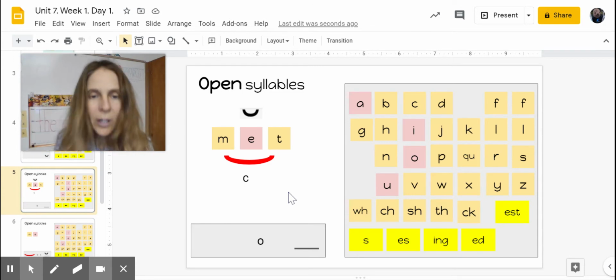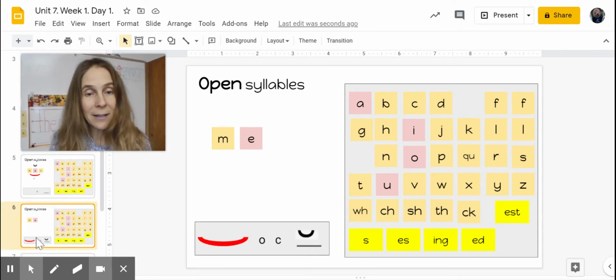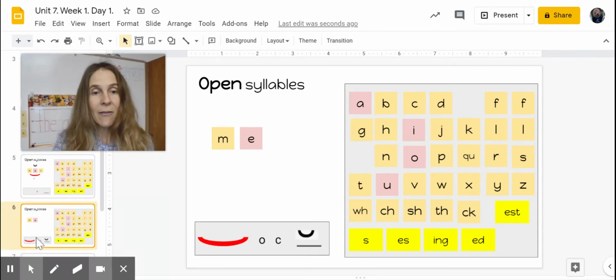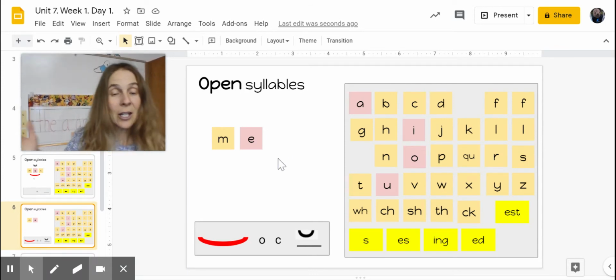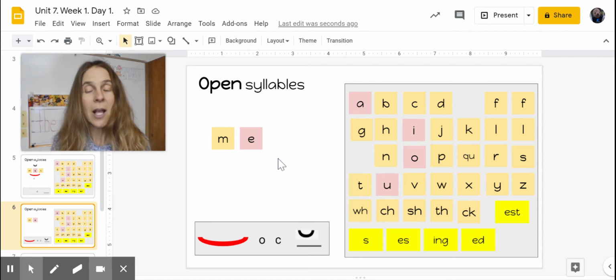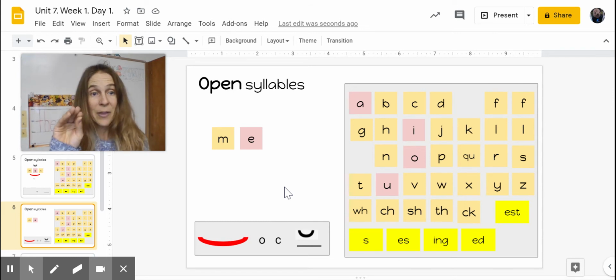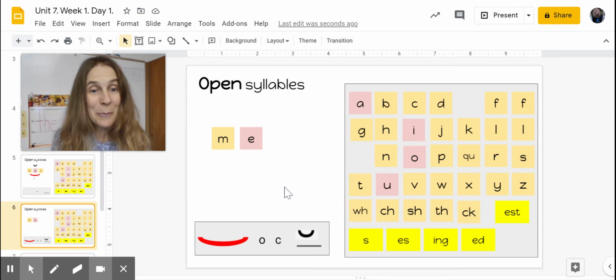Now, let's get rid of that T. Let me open my syllable. Now I have no consonant blocking in, closing in my vowel. So my vowel is going to be long. The long sound for E is E. So we can tap this word as E, me. Yes, this is the word me.